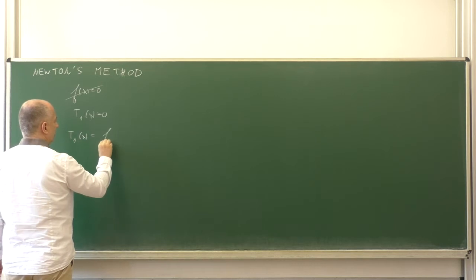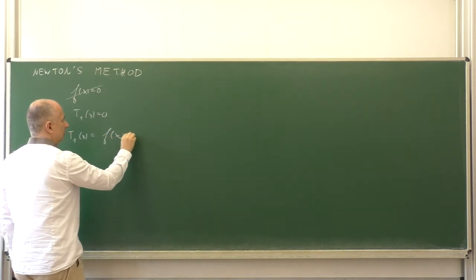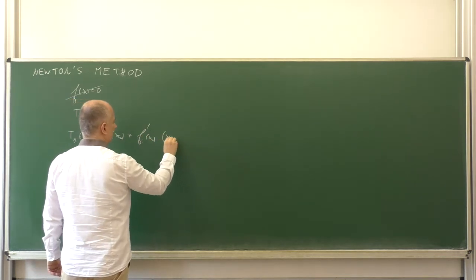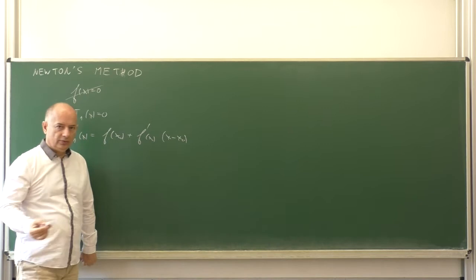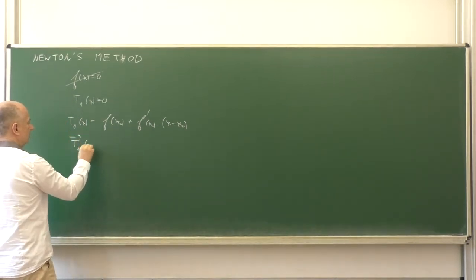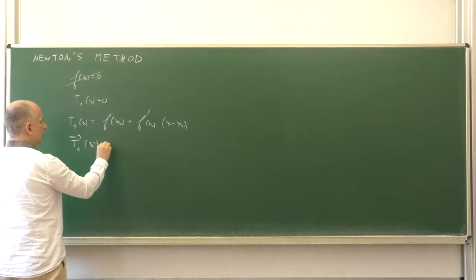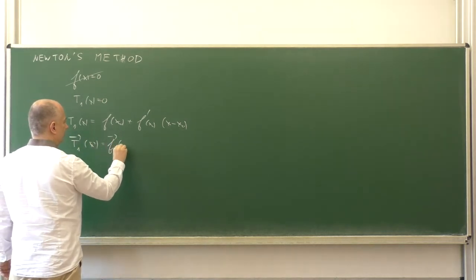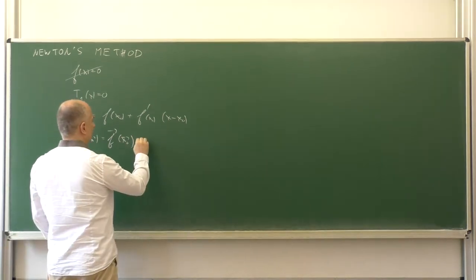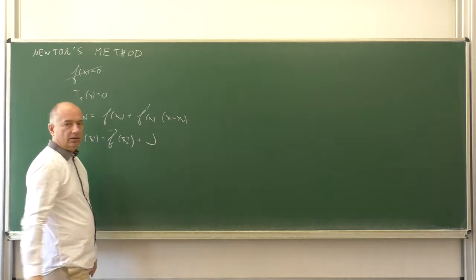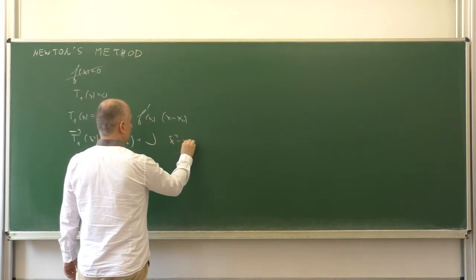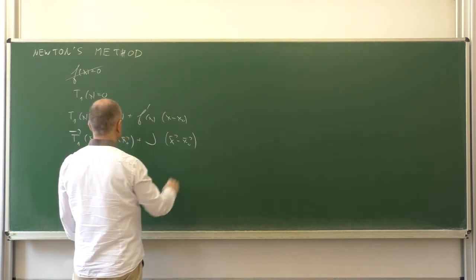can be written as the function value at x0 plus the derivative at x0 times (x minus x0) for the one-dimensional case. And for the vector case, this is f arrow at x0 arrow plus J, the Jacobi matrix of partial derivatives, times (x minus x0).